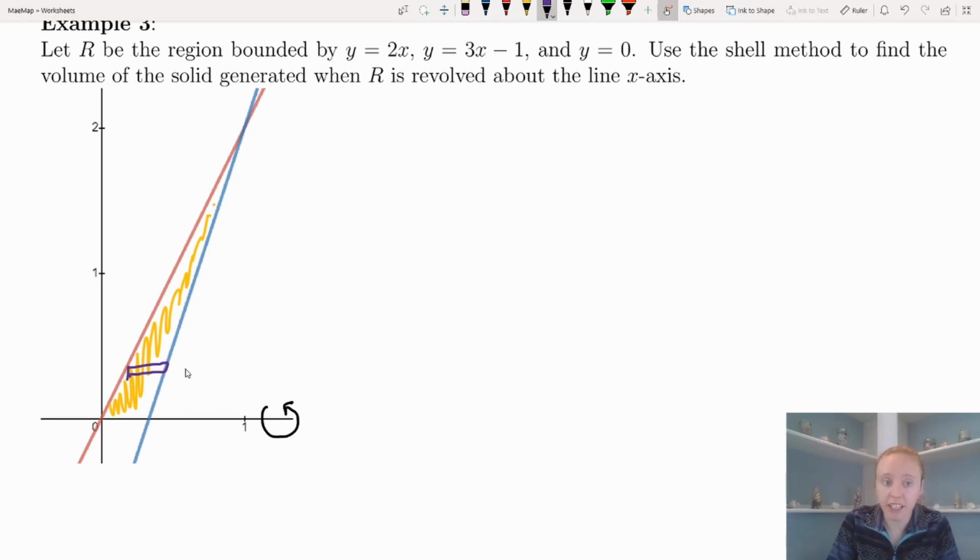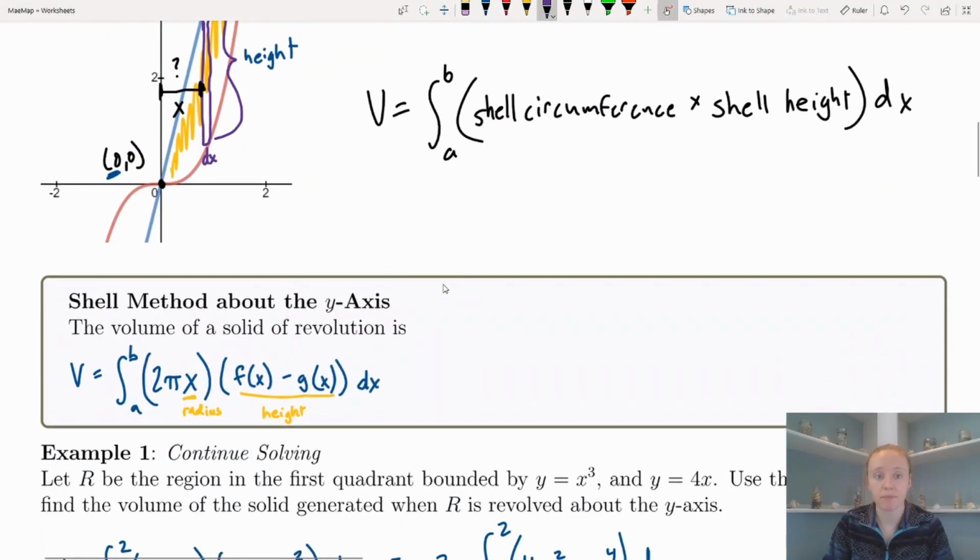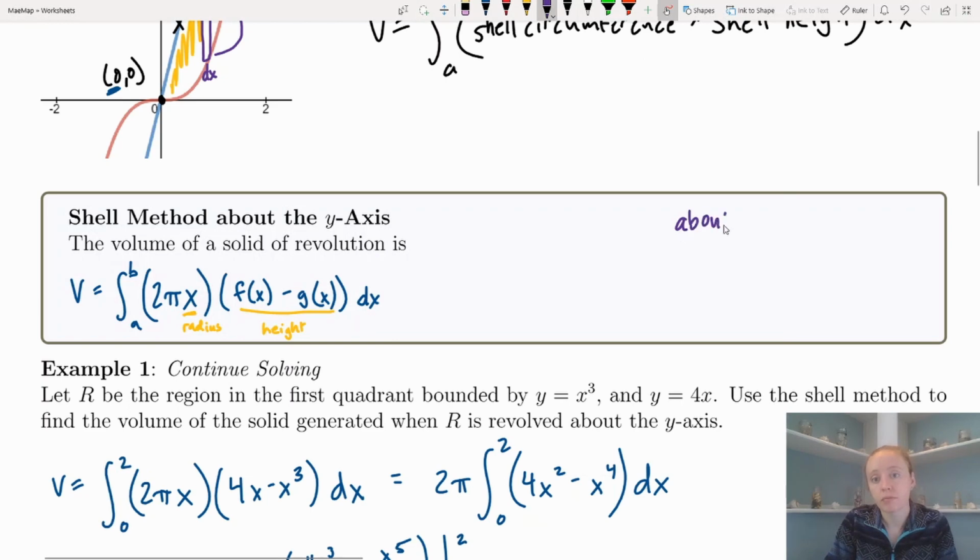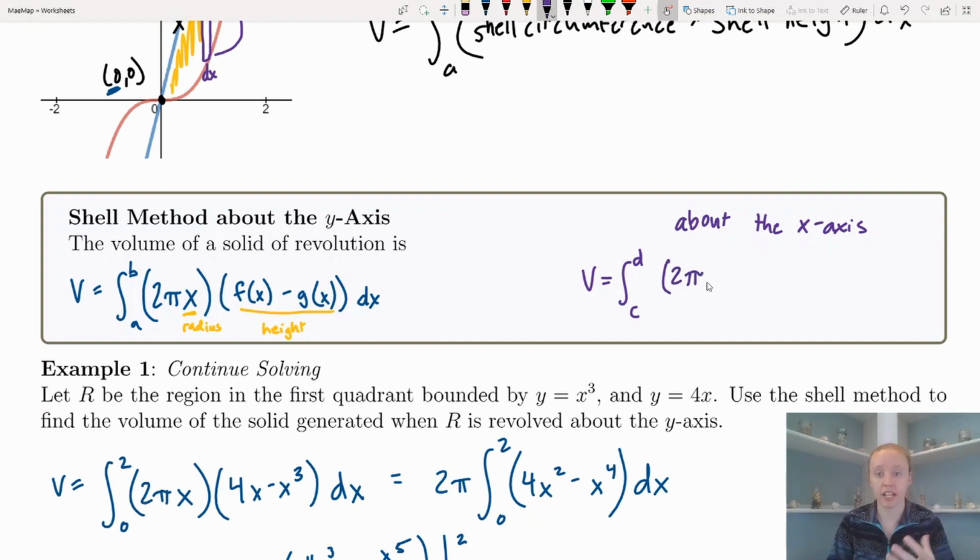Now drawing our rectangles like this, we know we're integrating with respect to y. But that same concept of shell circumference times shell height still applies. But let's go back up to our formula box and adjust. If we're revolving about the x-axis, then our volume is going to go, I'll change my bounds to be from some y value c to some y value d, and then we have 2 pi times our radius.